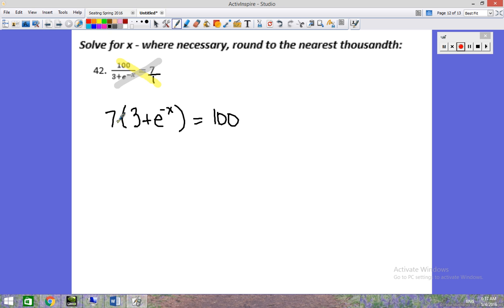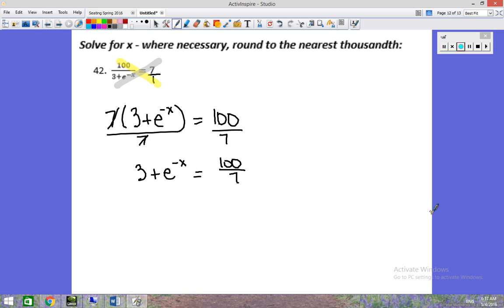On the left-hand side we have two factors. This second factor has two terms, and it's this term that contains my variable that I want to get by itself. So first I get this factor by itself by dividing both sides of the equation by 7. And 7 divided by 7 is 1. So I have 3 plus e raised to the negative x power. And again, I'm not going to go to the calculator yet. I'm just going to let it be 100 over 7. I don't want to have round-off error in my answer.